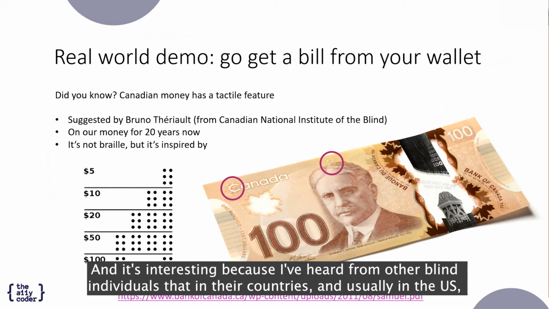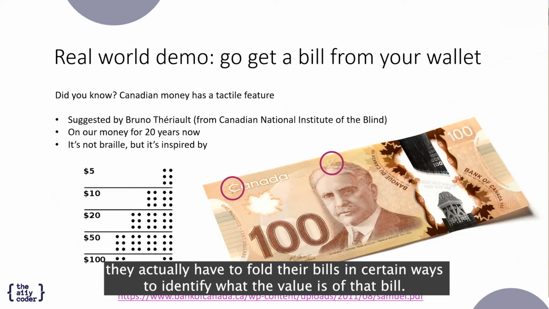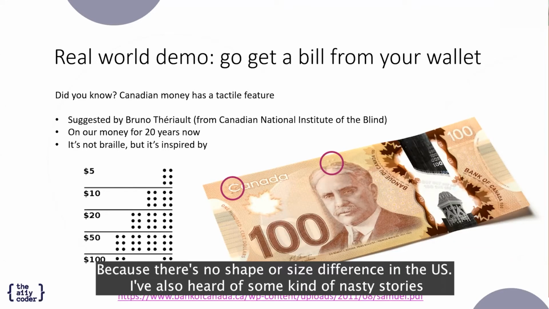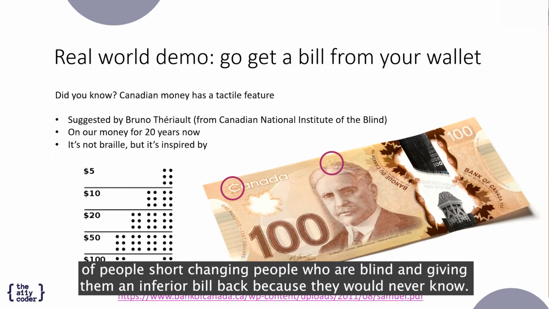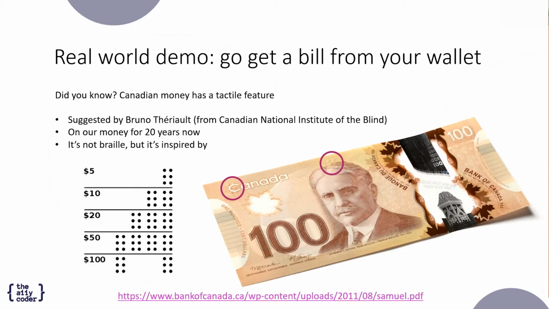And it's interesting because I've heard from other blind individuals that in their countries, and usually in the US, they actually have to fold their bills in certain ways to identify what the value of that bill is, because there's no shape or size difference in the US. I've also heard some nasty stories of people shortchanging people who are blind and giving them an inferior bill back because they would never know.